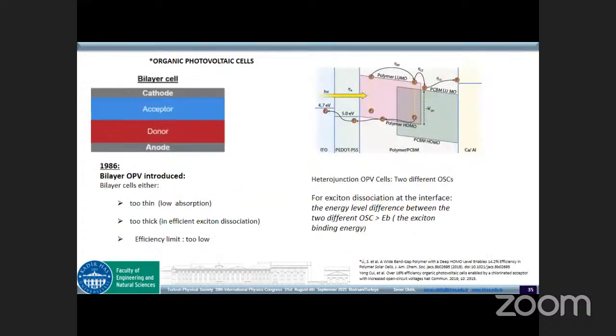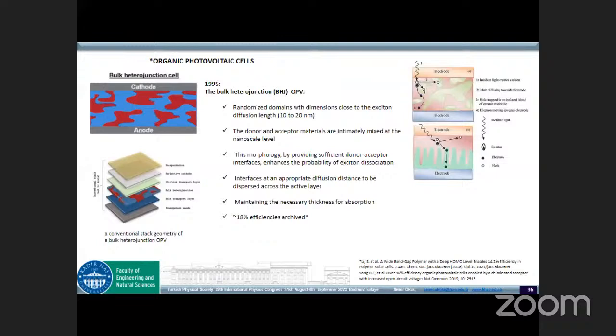Photovoltaic devices, but there was some problem. They were too thin to absorb all the light. Again, when you increase the thickness, the exciton dissociation efficiency was limited, and this was a problem. What has been done is going to nanoscale, having nanoscale random domains between 10 and 20 nanometers, and overcoming this with bulk heterojunction cells in organic photovoltaic devices. And so far, 18% efficiency has been achieved with these bulk heterojunction organic photovoltaic devices.